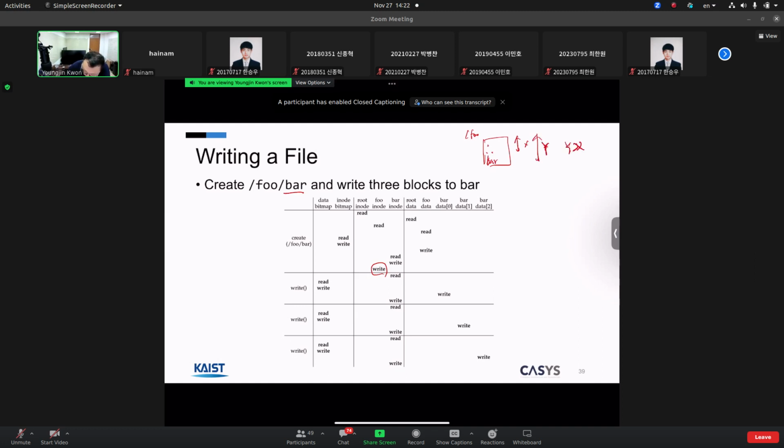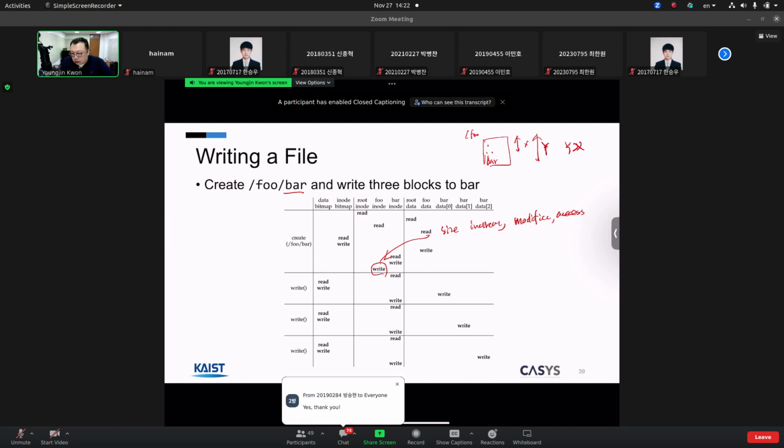So size increase, and modification time and access time are updated. Sian, does it make sense? These are the two pieces of information. Does it make sense?